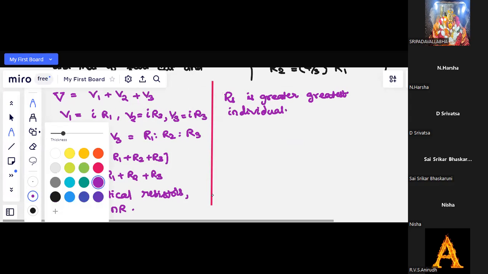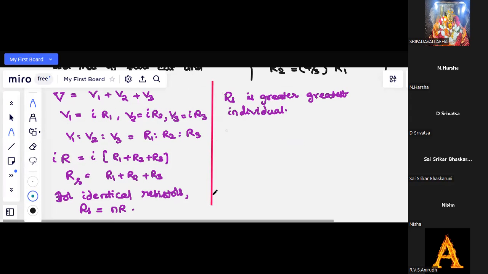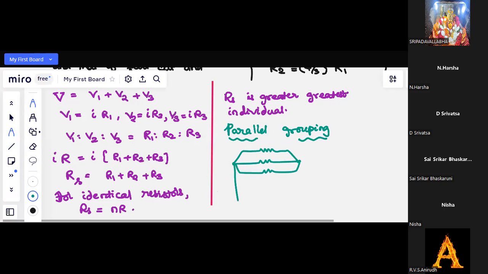Okay, that is series. Now quickly we try to finish parallel also. Parallel grouping: you know how to connect them in parallel. Between only 2 points, V is constant. The 3 resistors are connected between only 2 points, maintaining some potential difference by connecting to a cell of voltage V.